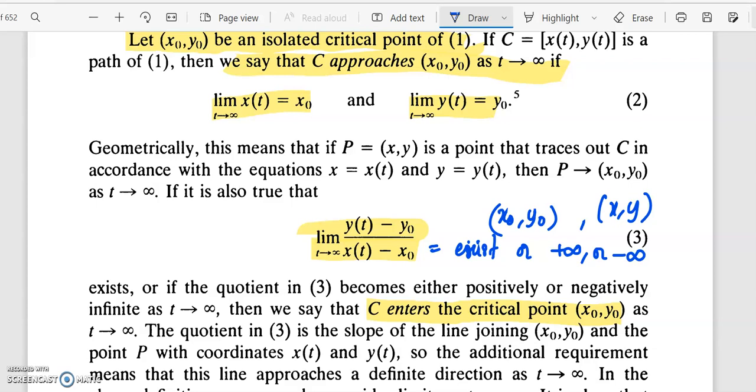When you classify the critical points, first we'll do two types of classification. We'll analyze the classification in two ways.